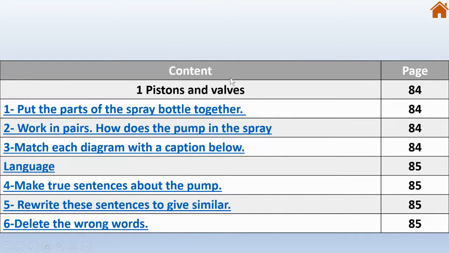Valve, an example of a valve we see is in the shower, in the bathroom. When you turn on the valve, you allow the water to enter. When you turn it off, you stop the water from going out. So this is the valve. We'll see an example in upcoming exercises.